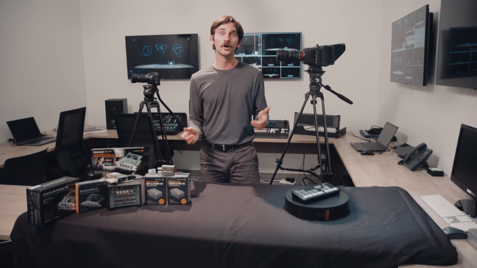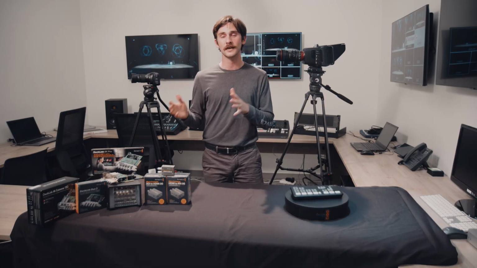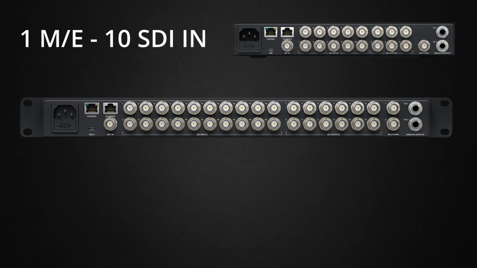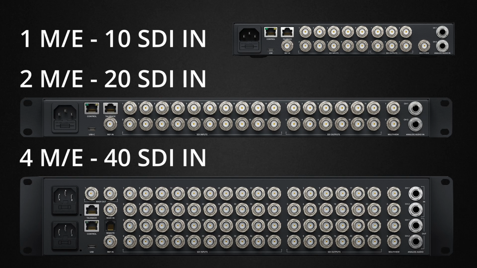Depending on your needs, the Constellation series comes in several sizes. The 1ME Constellation HD has 10 SDI inputs. The 2ME and the 4ME models expand this significantly with up to 40 SDI inputs.